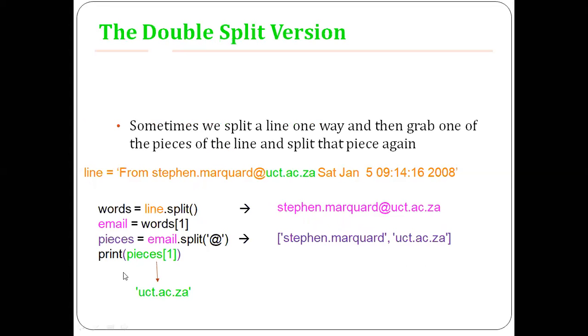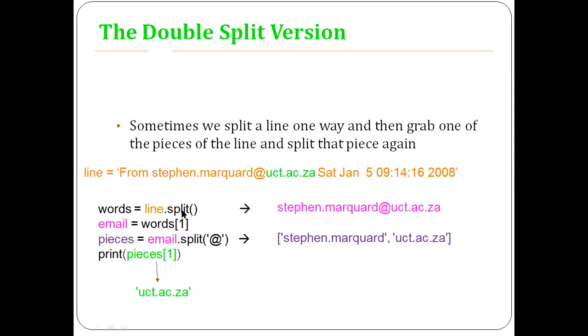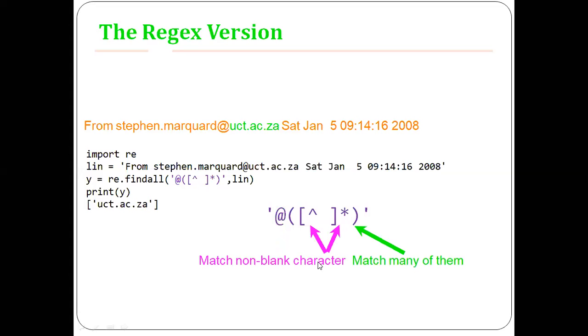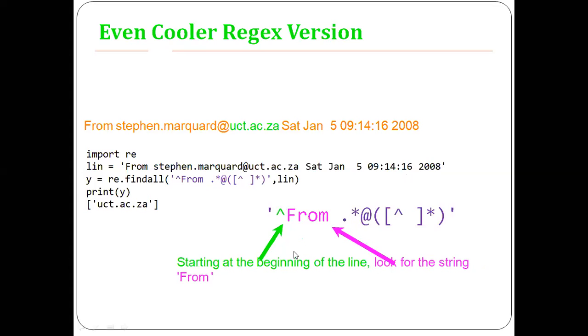I have written 4 instructions to split or extract the given one, whereas we have written a single regular expression which will do the same thing as those 4 instructions. A simple regular expression, that is at and opening parenthesis, then anything except white space will be accepted. Look through the string until you find an at sign. Match non-blank characters, match many of them, and extract the non-blank characters. That is how you can do that.